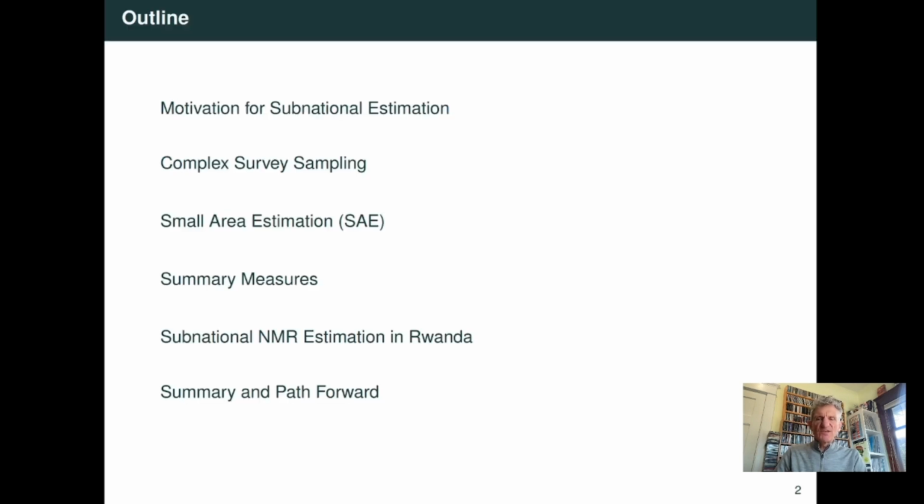Here's an outline of where we're going. So I'm going to motivate the need for subnational estimation, then talk a little bit about complex survey sampling and then small area estimation. Then we'll come to different summary measures we might want to look at, and then we'll look at a case study on subnational neonatal mortality estimation in Rwanda. And finally, I'll summarise the lecture briefly and say where we're going next.